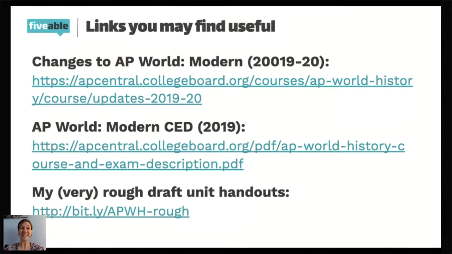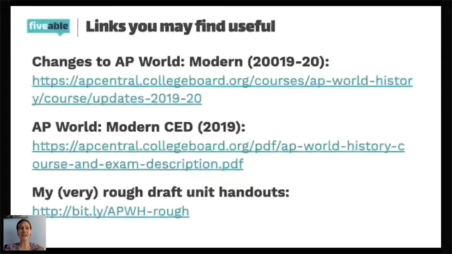The second link is the actual course and exam description, the CED, that was just published by the College Board. It is a lengthy document. If you are attending a summer institute, you'll get a hard copy there. Or if you are an AP World teacher, you can order one for free from the College Board website. I'm kind of an old-fashioned girl. I like a hard copy, so I would encourage you to do that.